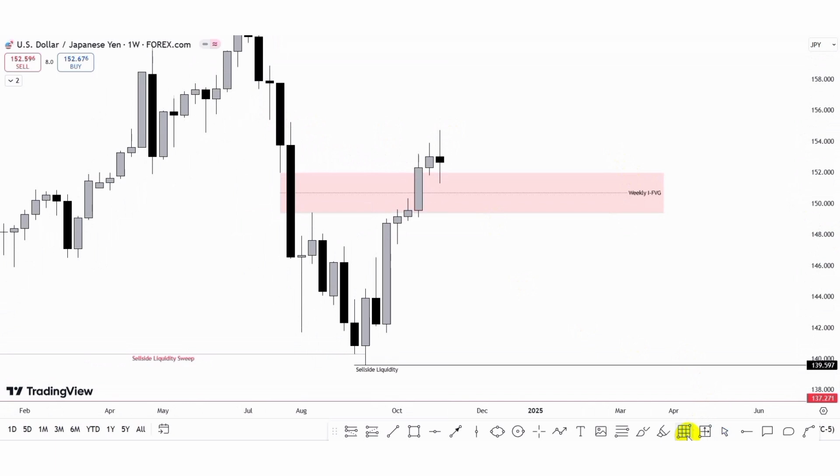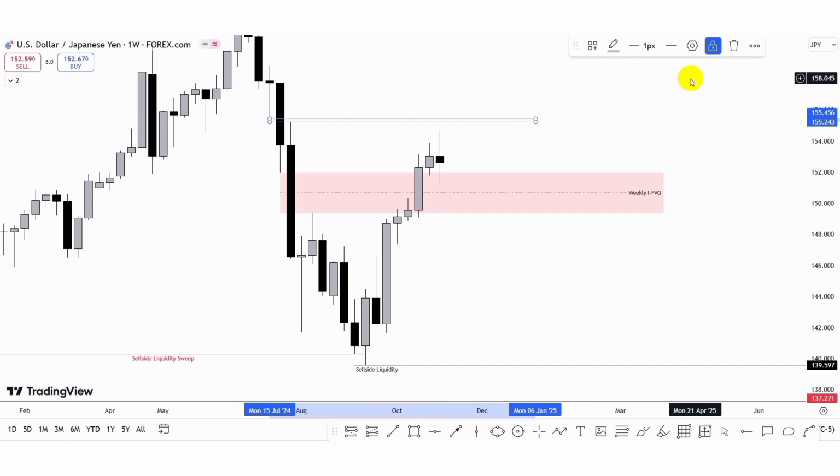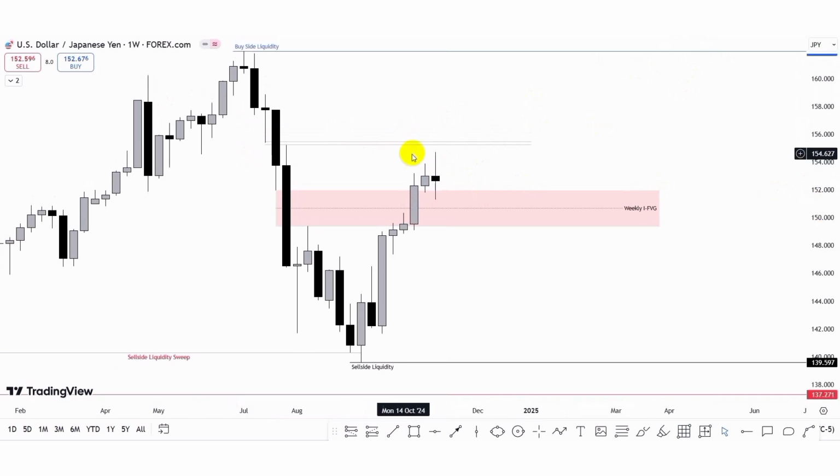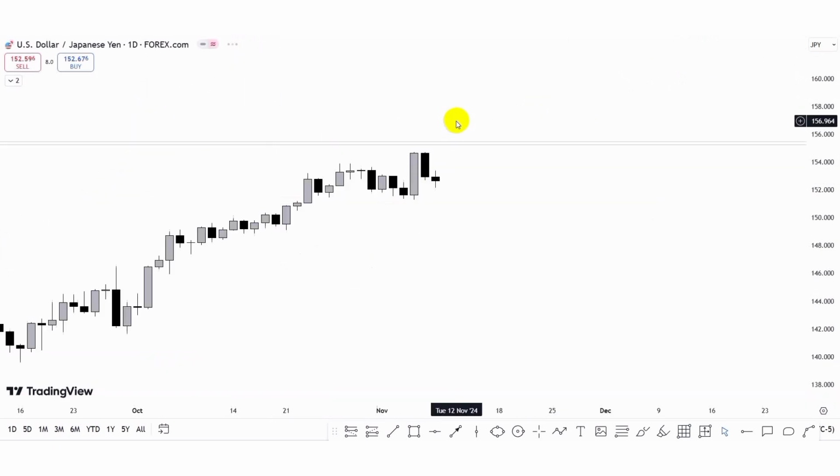So let's actually mark out that inefficiency. So we have this fair value gap. We could see price further push to fill up this fair value gap. But before that, we can see the possibility of price falling to the downside before we have the push to the upside. So let's check the daily time frame.